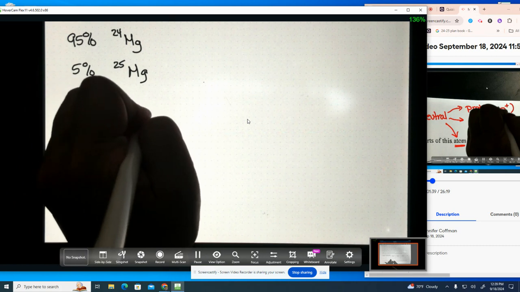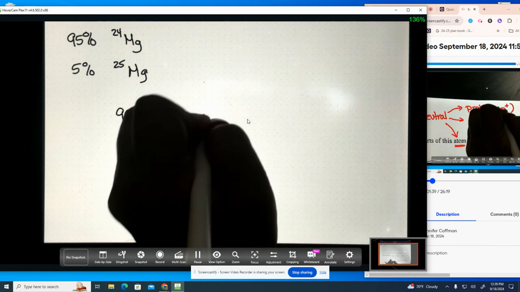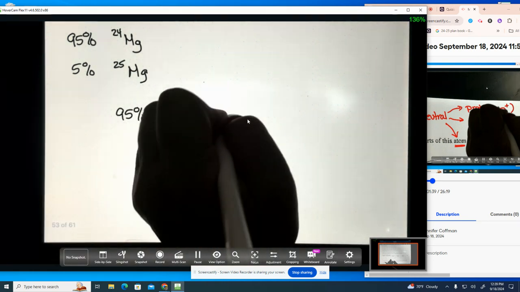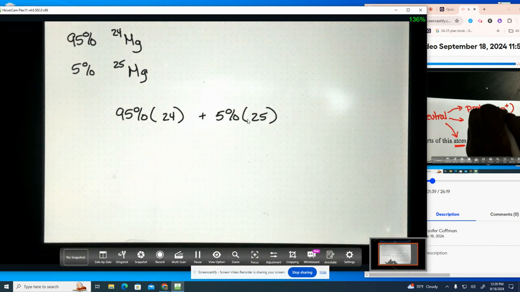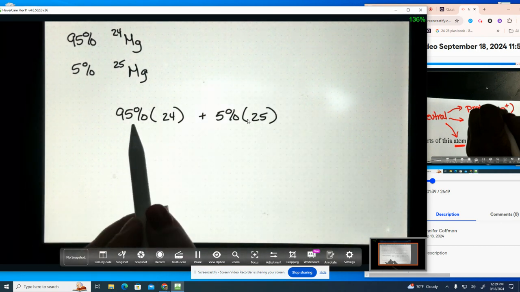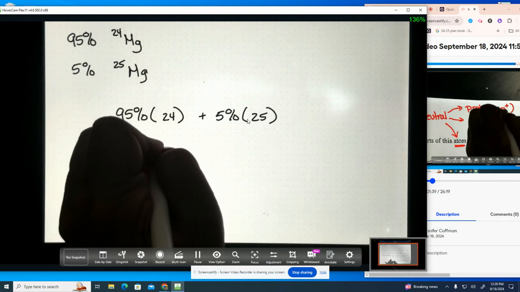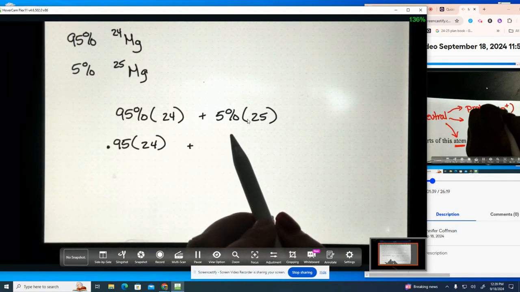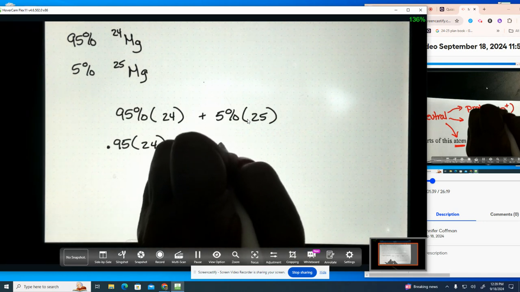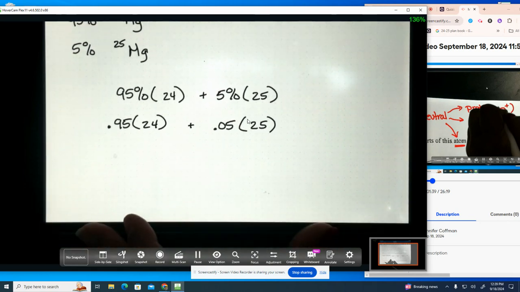95% times 24 plus 5% of 25. To put your percentages into your calculator, you need to change them to decimals. So 0.95 times 24 plus, how do you change 5% to a decimal? 0.05. You are very smart. And now we can do some math.